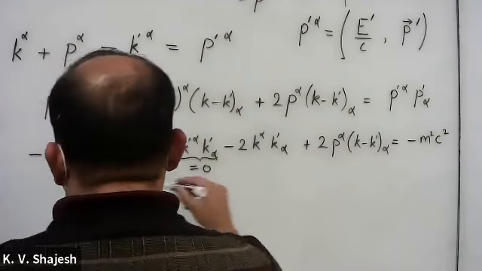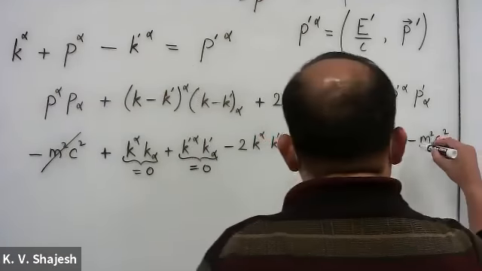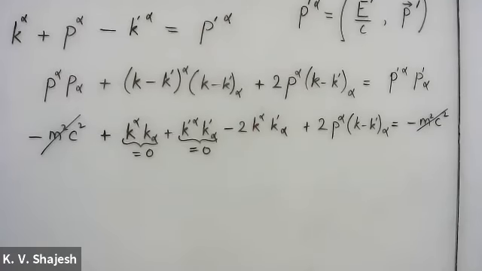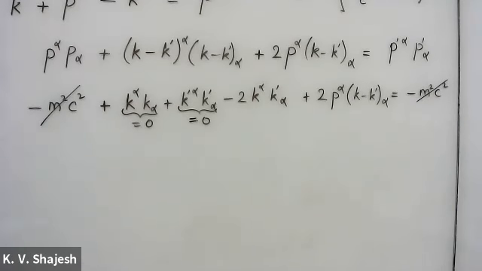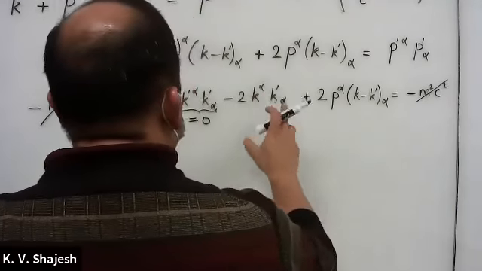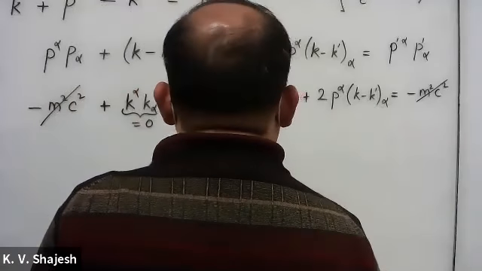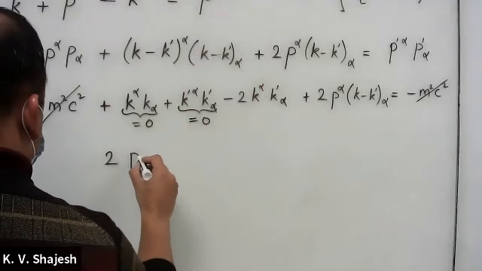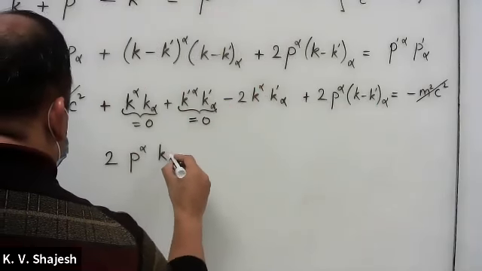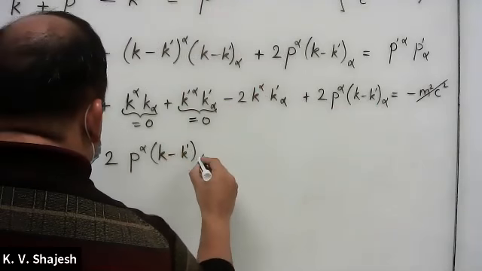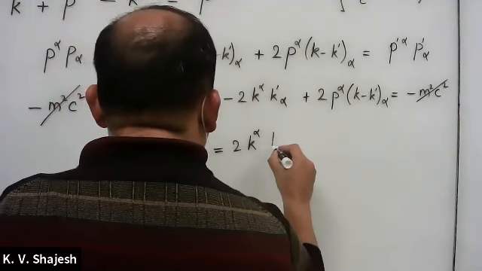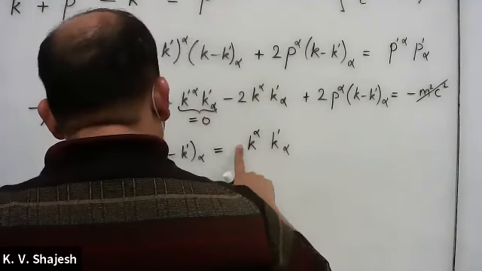M squared c squared cancels out on the left and the right. A lot of terms go away, right? 4 terms went away in the whole situation. And what we are left with is the product of this and the product of this, and let's write that down. Together 2 cancels out actually. So this is P alpha K minus K prime alpha is equal to K alpha K prime alpha. 2 cancels out.